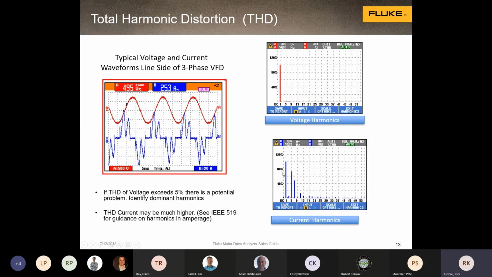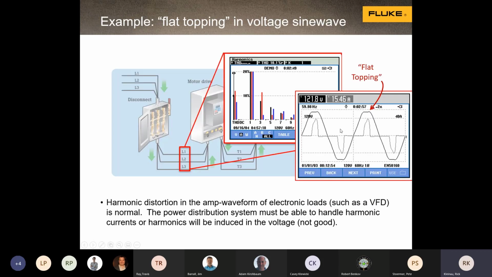is generally not a problem unless the voltage supply can't deal with the harmonics in the current, can't supply current at the harmonic frequencies, and it impacts the harmonic content of the voltage. So too much harmonics in the current can cause harmonic distortion in the voltage. In that case, you've got a problem. Here's an example. If you look at the image here on the right, it shows voltage and current on the same screen.